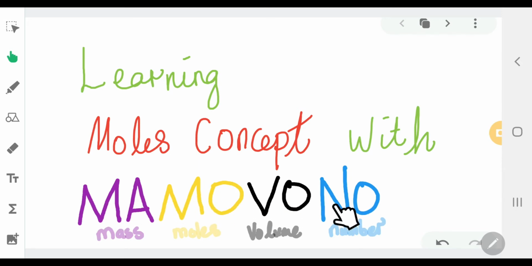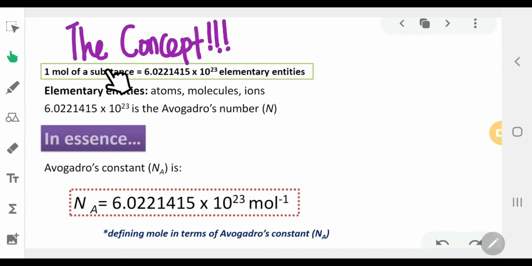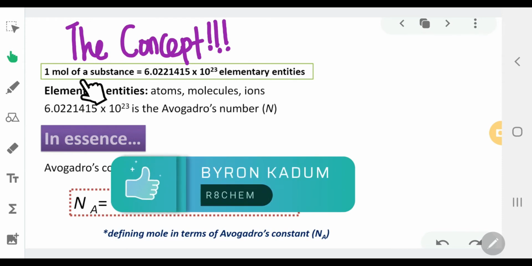MAMOVONO. By using this mnemonic, hopefully you will find that the moles concept is not difficult to understand. Before we proceed further, I just want to introduce you to the person responsible for the idea of the moles concept. The person is Amedeo Avogadro, and later on you will look at a constant that will be named after him. Now, basically the mole concept stands for the idea of 1 mole of a substance.